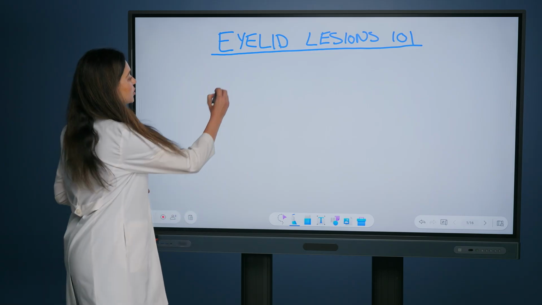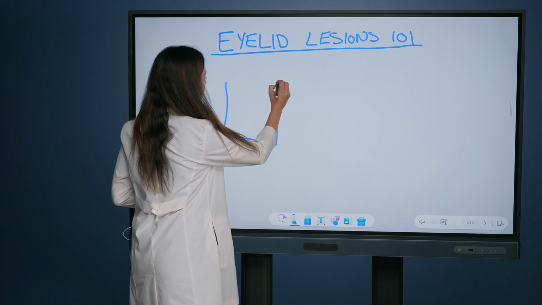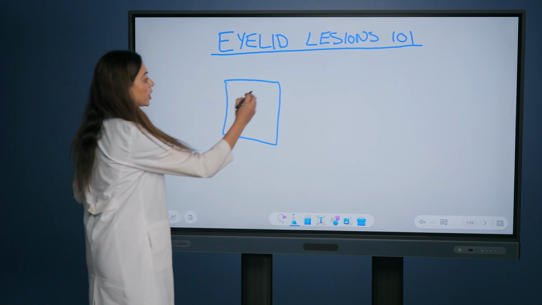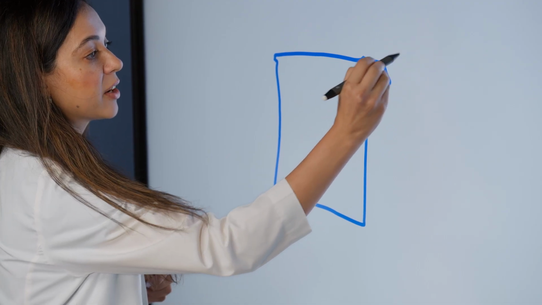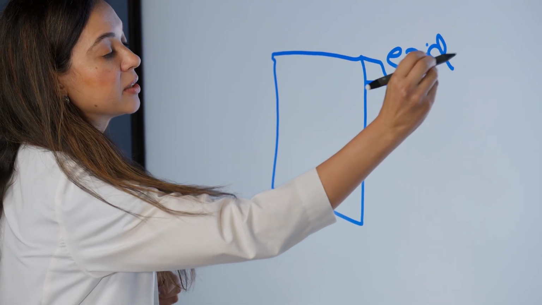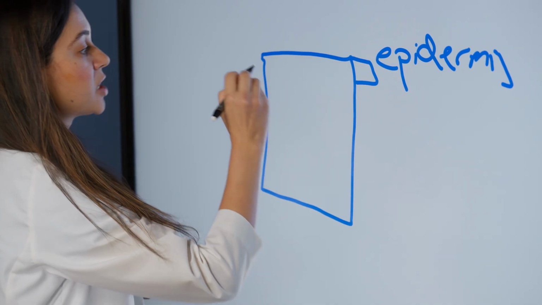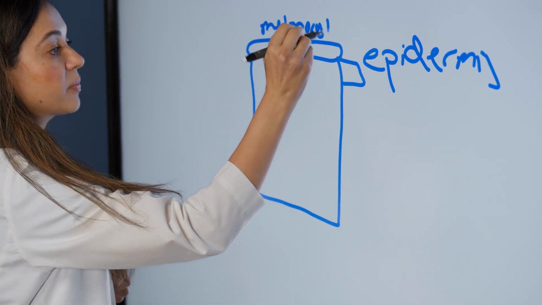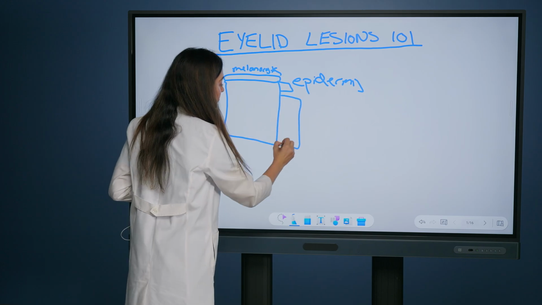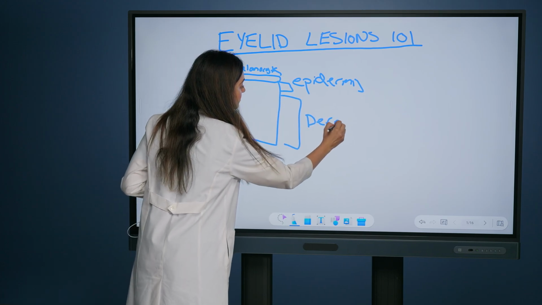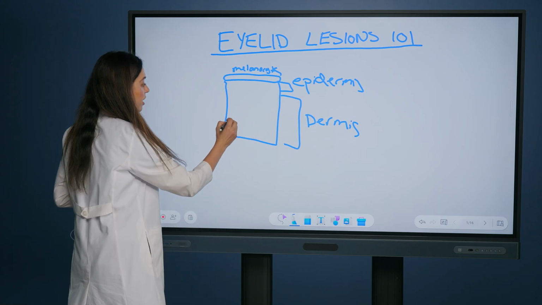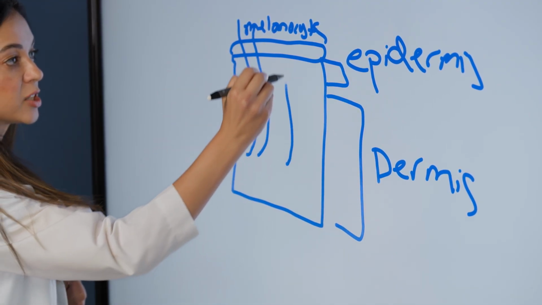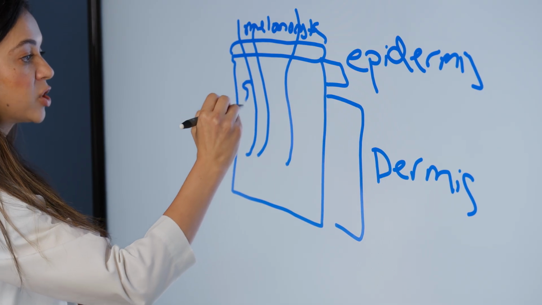I want to start with just a basic review of your eyelid anatomy. So we know that the eyelid is the thinnest skin in the body. And if we go back to our anatomy days, we know the outer layer of the skin is the epidermis. And on top of that, we have our melanocytes. Deeper to the epidermis, we're going to have the dermis. And what lives in the dermis? Well, we have the hair follicles, we have the sweat glands, as well as the sebaceous glands.